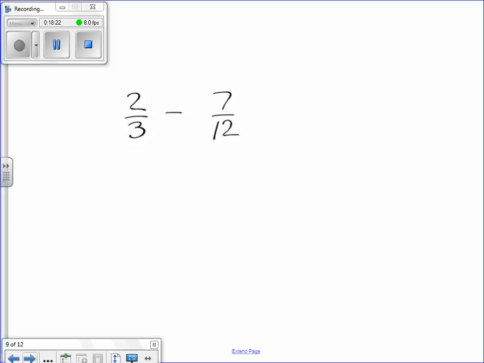Okay. 2/3 minus 7/12. Common denominator, 12. I do not even need to change this one, 12 can go in 12. So 3 goes into 12 4 times. 2 times 4 is 8. This one stays the same because it's already 12. 8 minus 7 is 1/12.